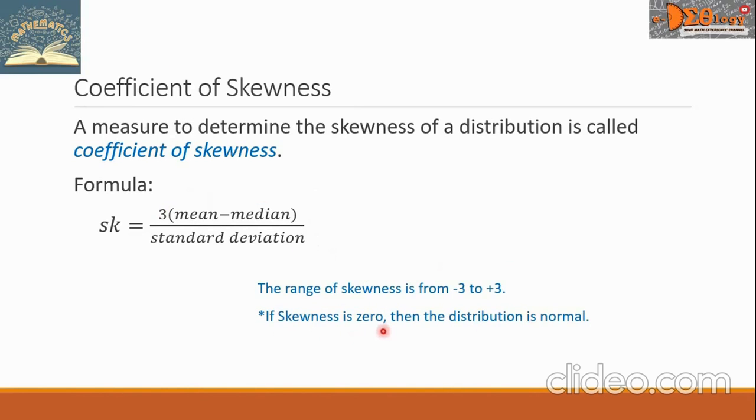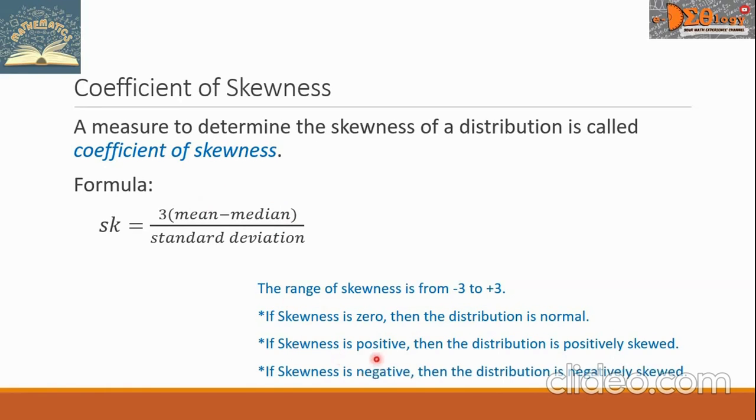If skewness is 0, then the distribution is normal. If skewness is positive, then the distribution is positively skewed. With respect to this formula, skewness will be positive if the mean is greater than the median. If skewness is negative, then the distribution is negatively skewed. With respect to this formula, skewness will be negative if the median is more than the mean.